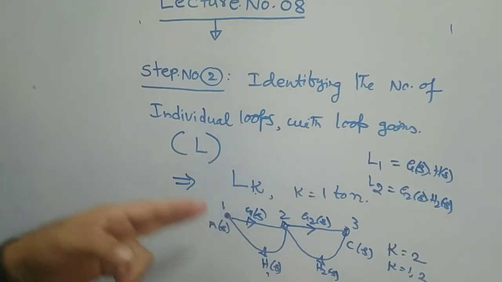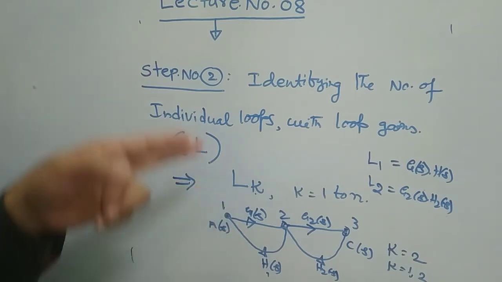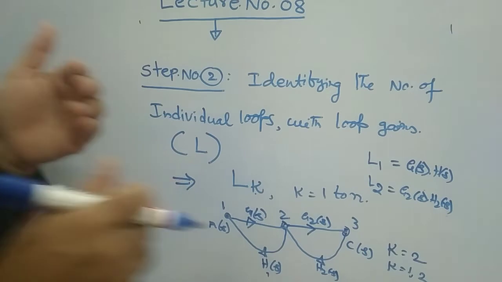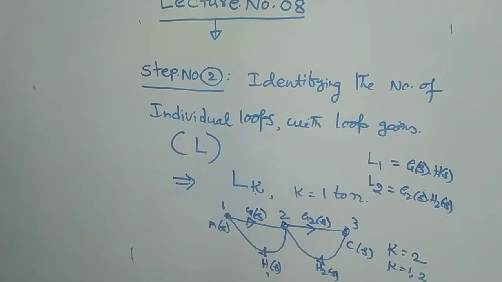Likewise, the signal flow graph will be given like this only. For the given signal flow graph, you need to identify the independent loops, and you have to mention the loops along with their corresponding loop gains. This is how you have to identify. That is your step number 2.